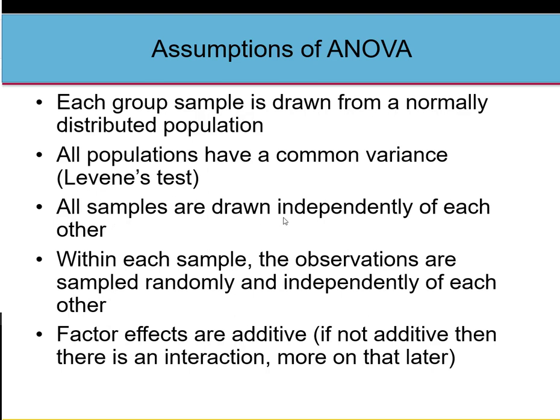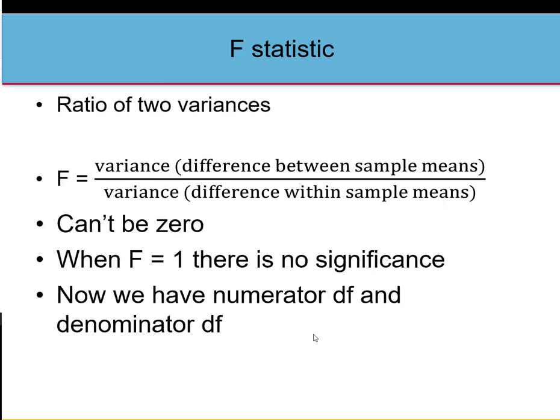All samples are drawn independently of each other. So if I'm in group 1, I'm not also in group 2. And then within each sample, the observations are sampled randomly and independently of each other. We're just going to assume that as well. And then the factor effects are additive. That has to do with the factorial. I probably should take that from this slide.